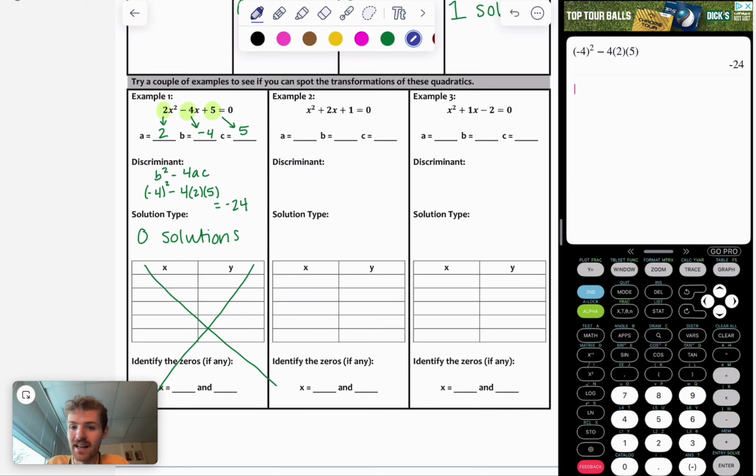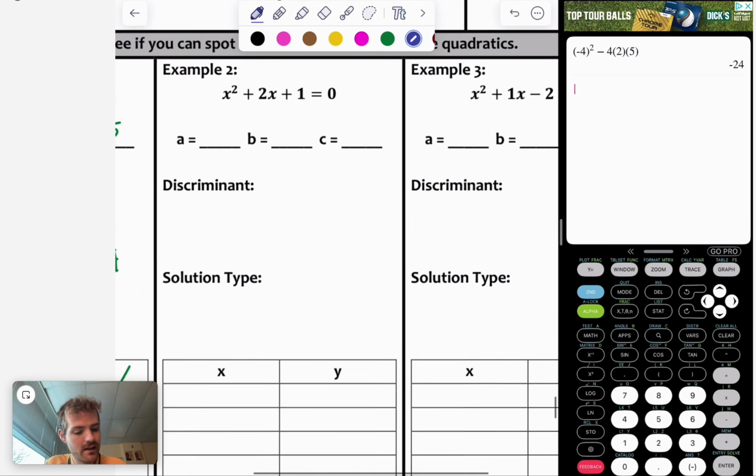So let's look at example 2 now. In example 2, I look at those coefficients to find my a, b, and c. Here I would say a is 1, b is 2, c is 1.